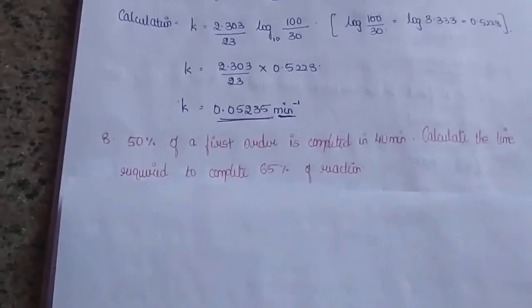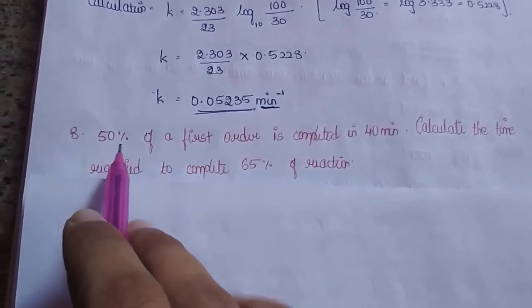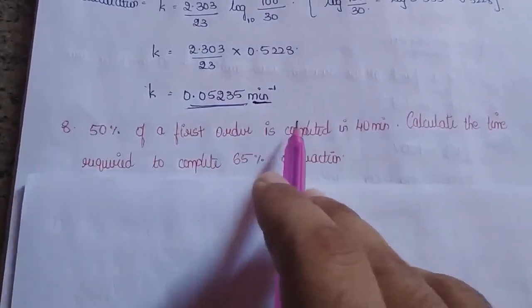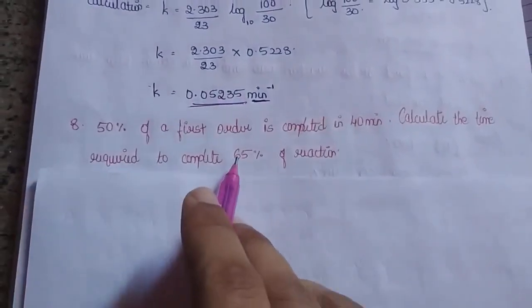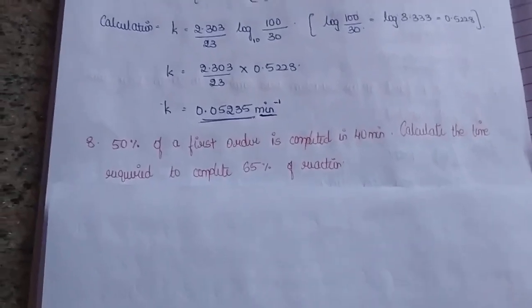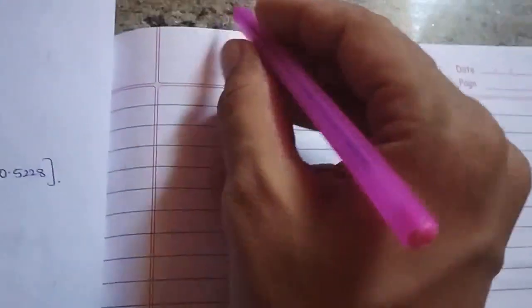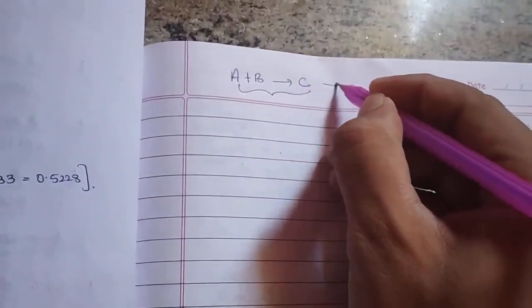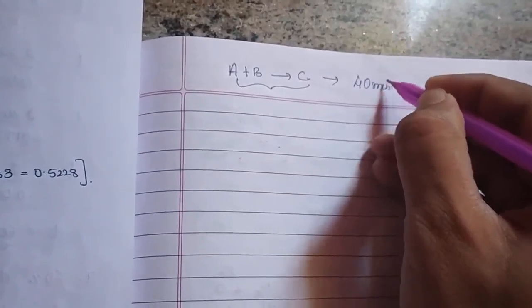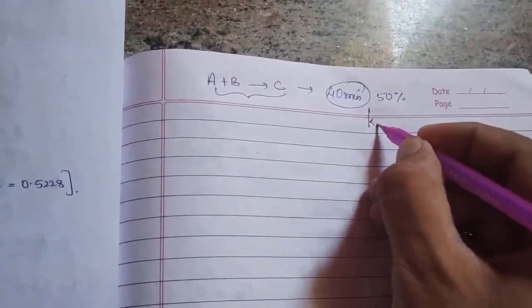So guys, now let us go to the next problem, which is of the same type but with a slight difference. What is it saying? 50% of a first order reaction is completed in 40 minutes. They are asking you to calculate the time required to complete 65% of the reaction. What you can analyze from here is that they have considered a reaction, for example A plus B giving rise to C. When they saw it at 40 minutes, this reaction had completed nearly 50%. Utilizing the data, that is your R0 and R, they have calculated the rate constant.